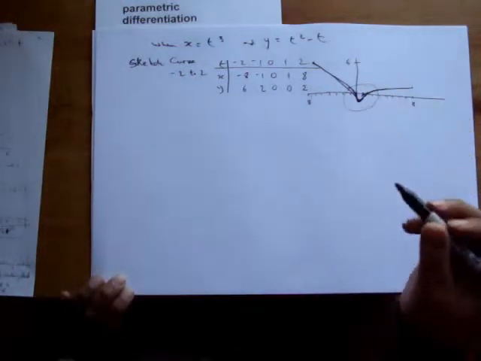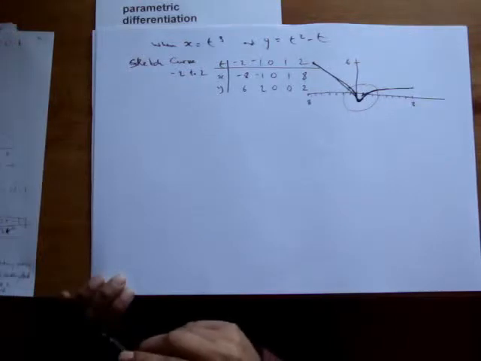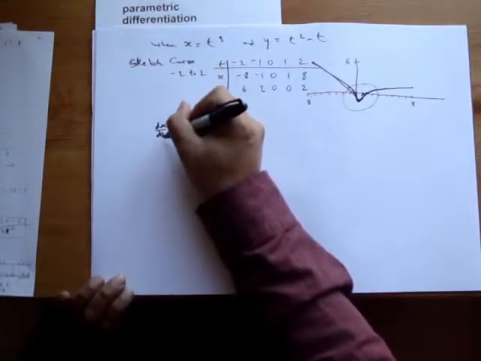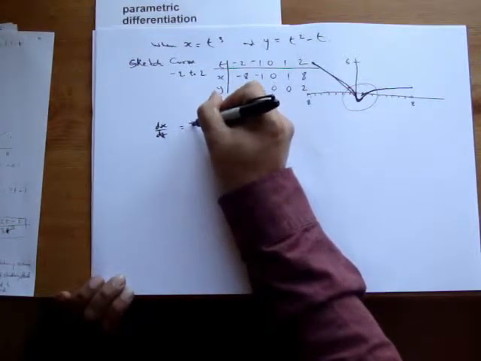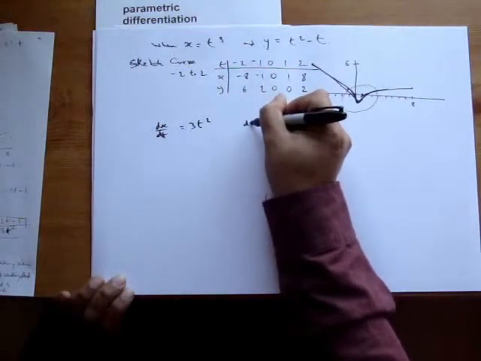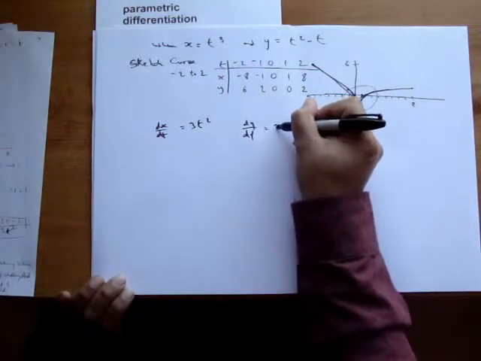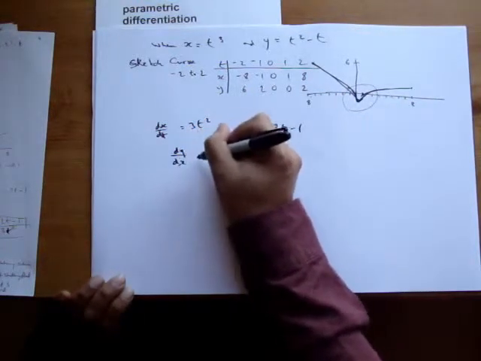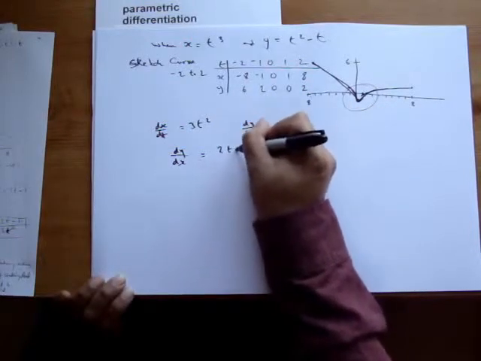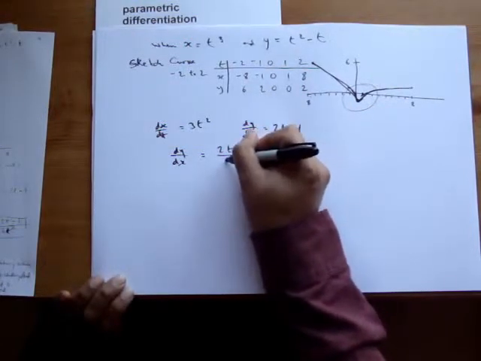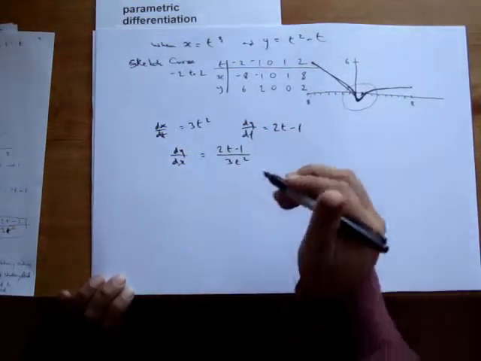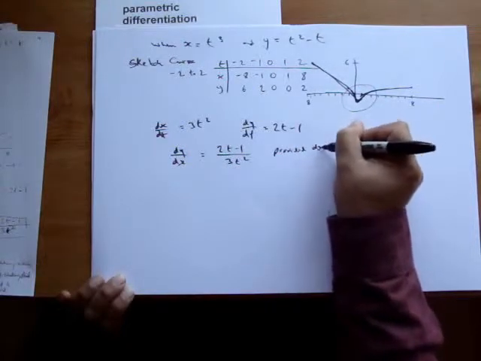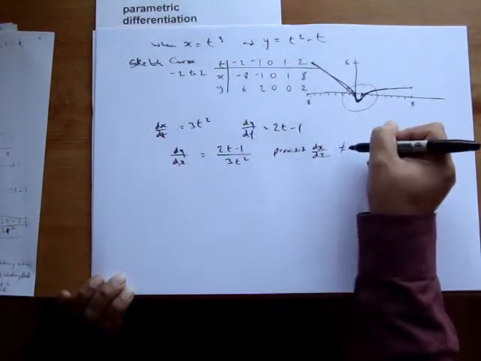So let's investigate that a little bit further. With parametric differentiation, we get dx by dt is 3t squared, dy by dt is 2t minus 1, dy by dx is 2t minus 1 all over 3t squared, provided dx by dt is not equal to 0.